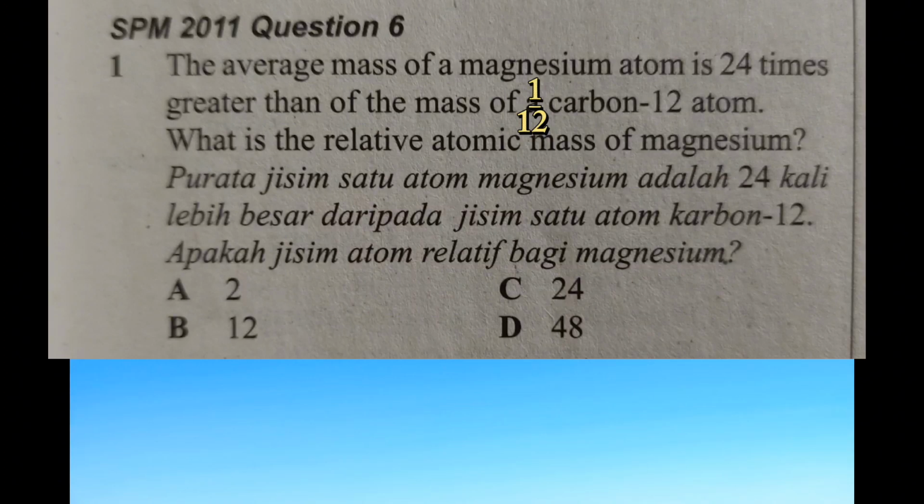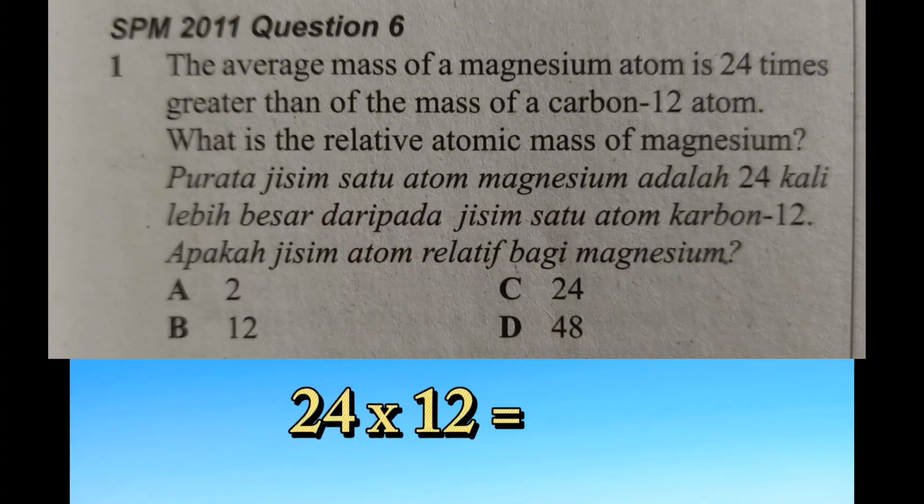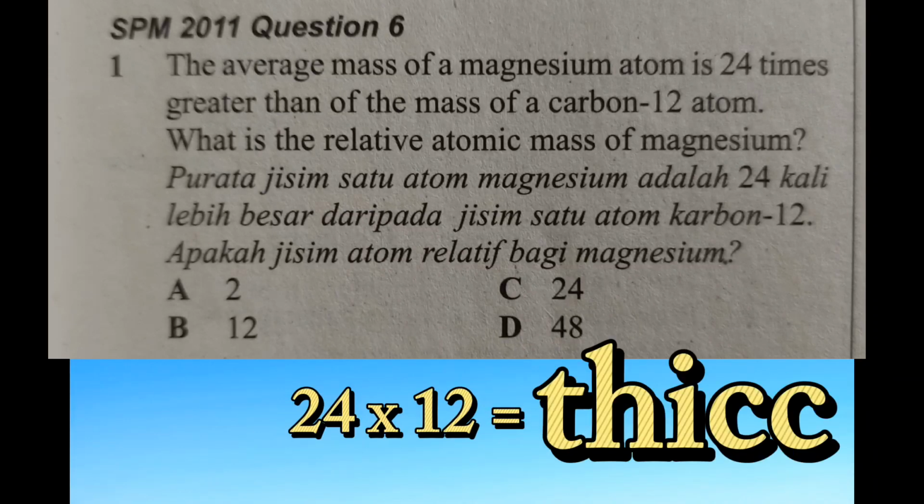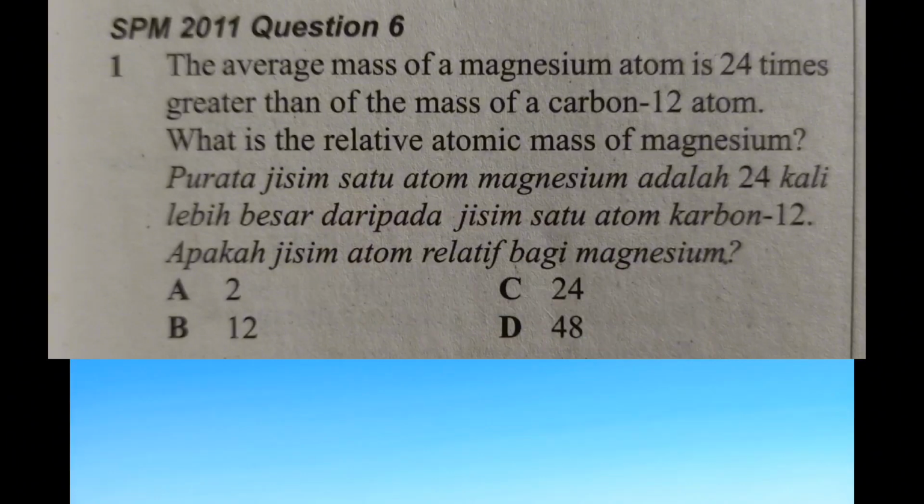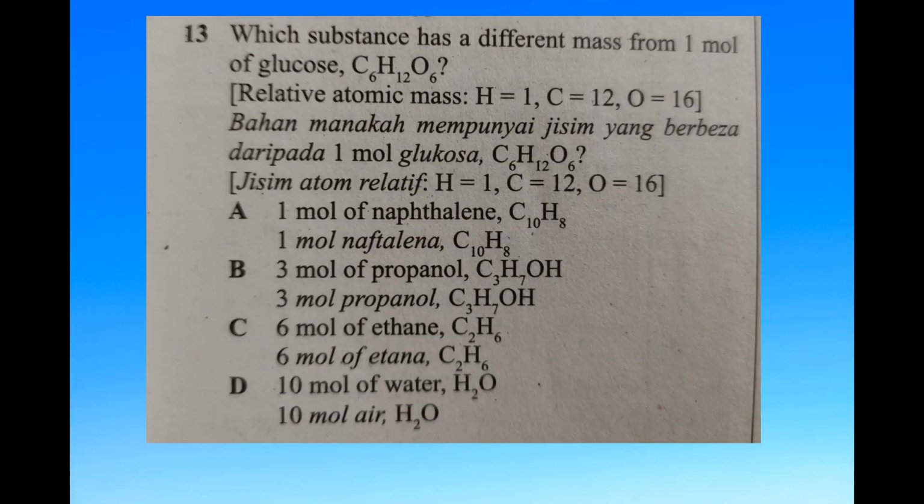But for fun, let's imagine that this was not the typo. It really is 24 times heavier than one carbon-12 atom. Then your answer would be 24 times 12. That is one very thick magnesium atom. Okay, you guys try this out first. In 3 seconds, I'll give you the answer.